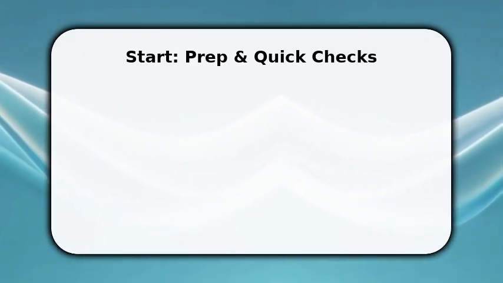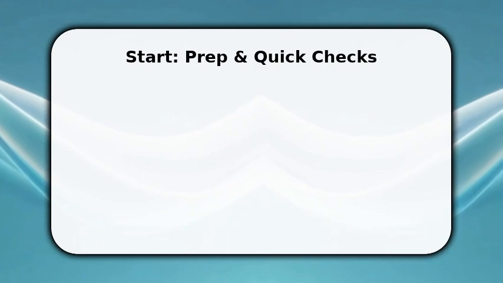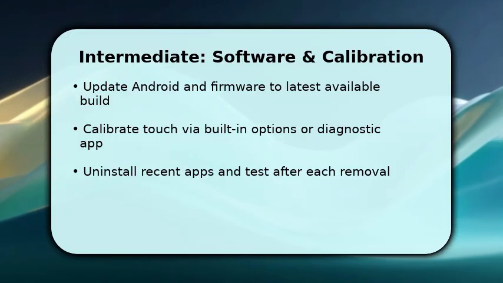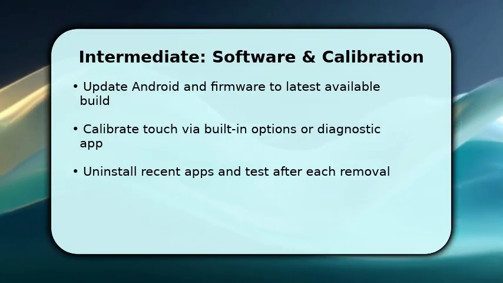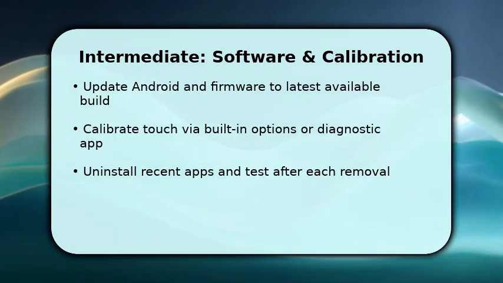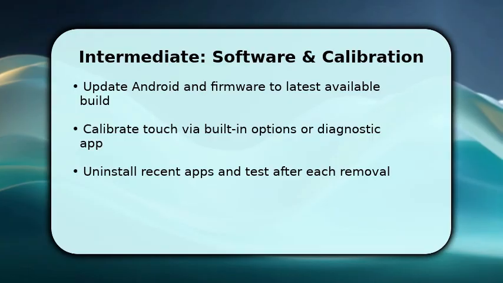Now focus on software causes and calibration. Check for and install Android system and manufacturer firmware updates because touchscreen drivers often improve through patches. Use any built-in touchscreen test or a diagnostic app to map unresponsive or phantom zones.